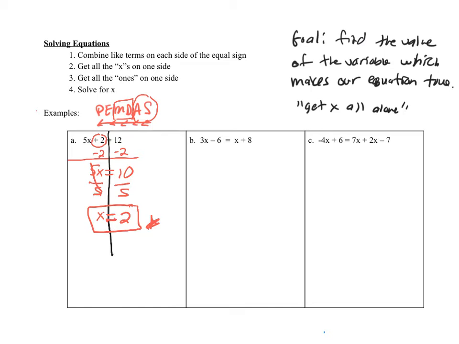When we're solving equations, it is always a good idea to check your work. And that means taking the solution you found and plugging it back into the original equation and seeing if the equation would be true. So if I plug that 2 into the equation above, I would have 5 times 2 plus 2 equals 12. Well, 5 times 2 is 10. 10 plus 2 is 12. 12 is equal to 12. Therefore, I know I solved that equation correctly because when I plug it in, it makes the equation true.